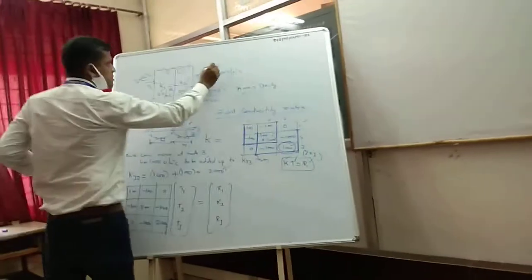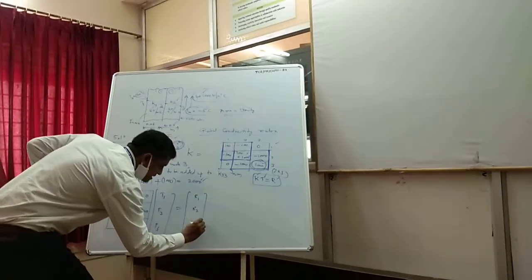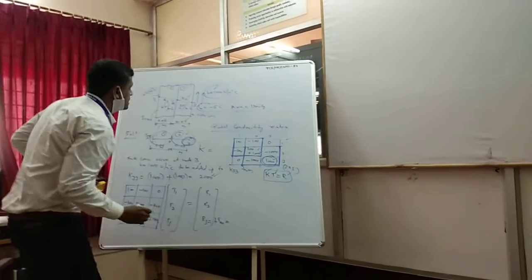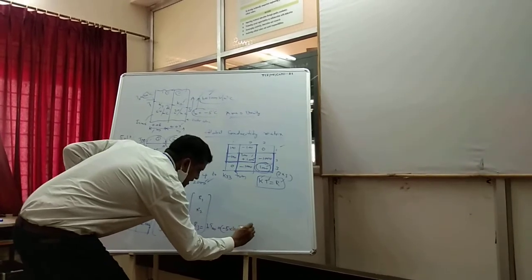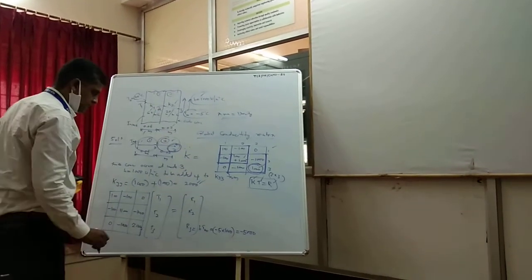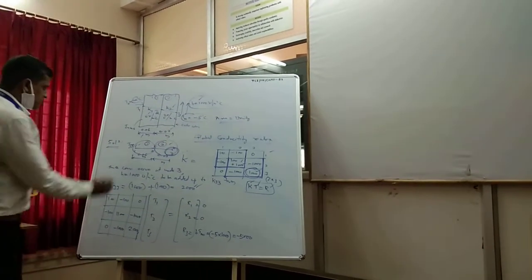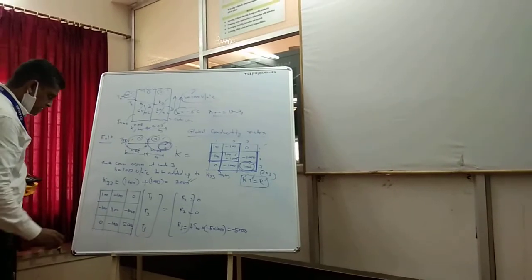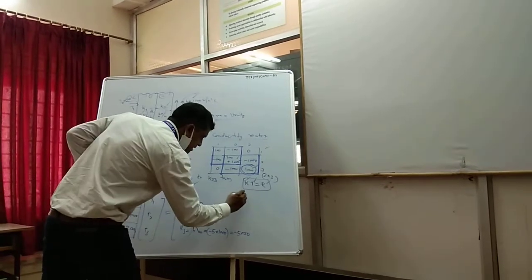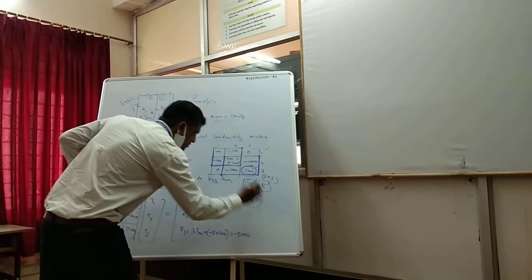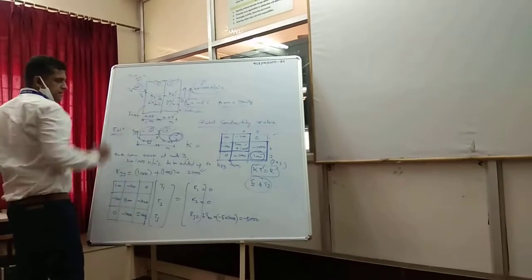Since the convection occurs on the right side surface, that is at node 3, R3 is equal to the heat rate H into T infinity, that is minus 5 into 1000. You will get R3 equals minus 5000, and R1 is 0, R2 is 0, since there is no heat rate at node 1 and node 2. Now we will solve these three equations to get the values of T2 and T3. T1 is known, that is the inside wall temperature, 20 degrees Celsius.